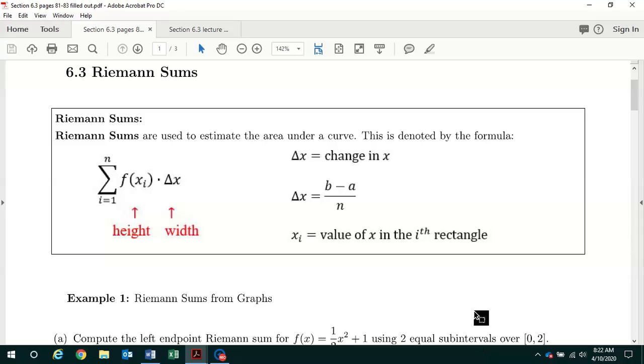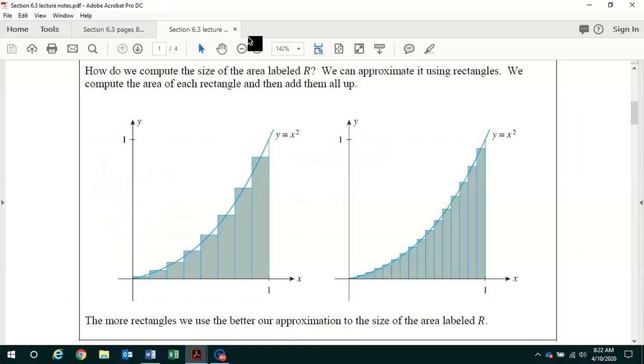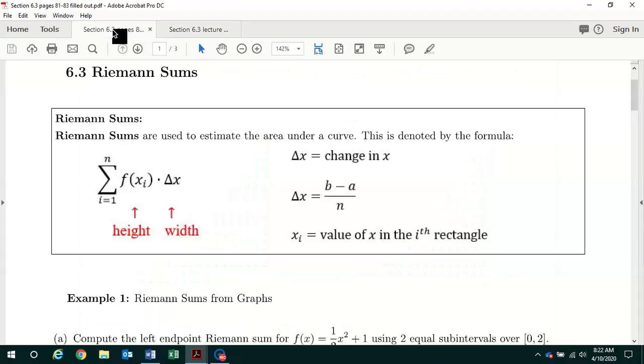All right, class, in this video, we are covering page 81 in your note packet on section 6.3, Riemann sums. And just to remind you what this section is about, we are estimating the area under a curve and above the x-axis between two values of x on the x-axis using rectangles. And so we're going to be demonstrating that with some examples.